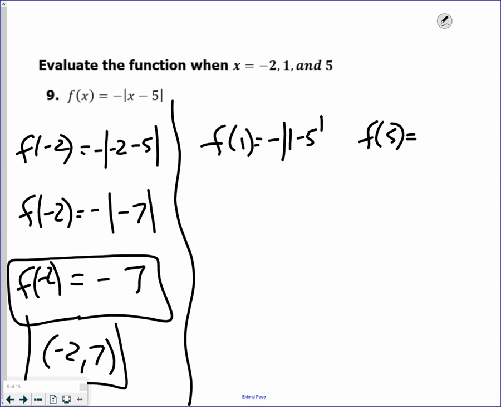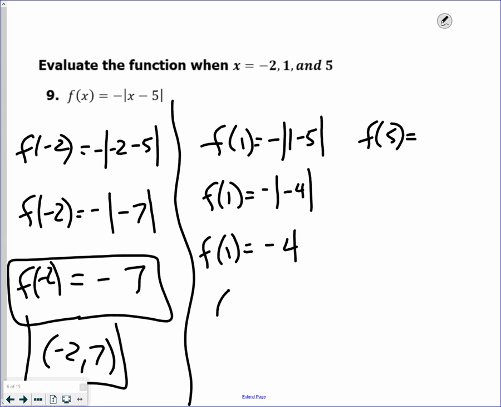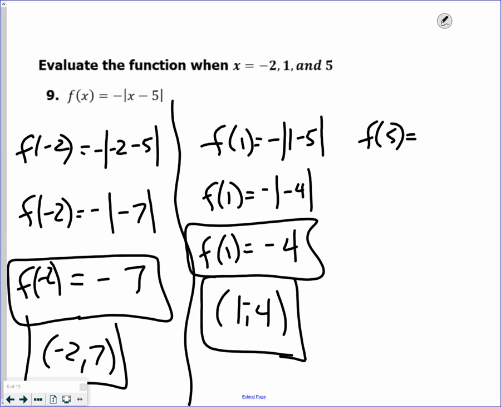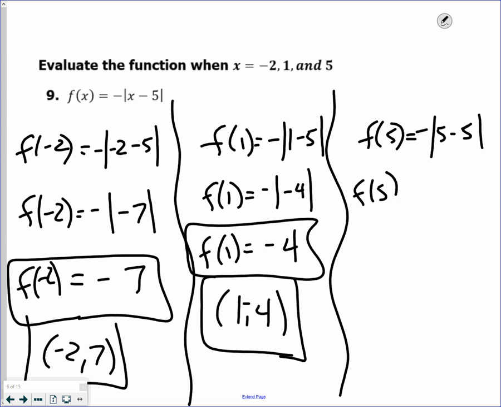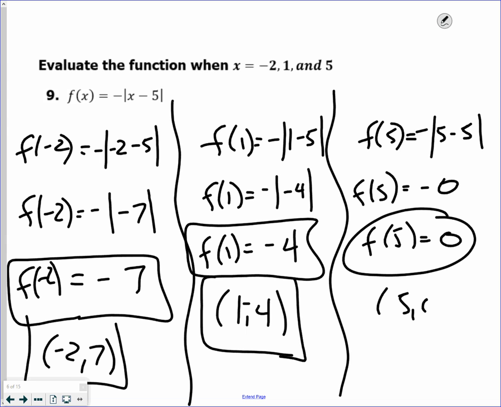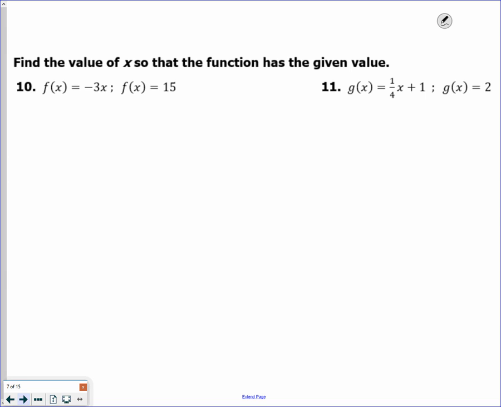-1 minus 5. So now I'm plugging 1 in for the x's. Again, take the absolute value. And so there's functional notation, or as a point. And then the last one, plugging 5 in for x. And so I end up getting just 0, because you can't have a -0, or the point 5, 0. So functional notation, or as a point.